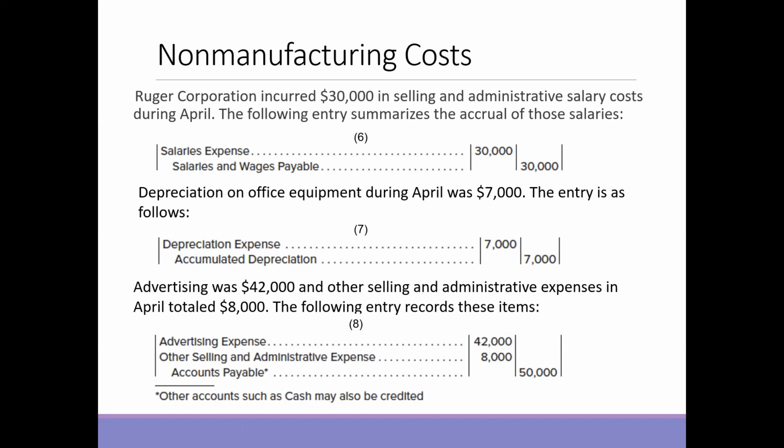Depreciation on office equipment, admin, not the factory, goes right to the income statement. Advertising goes right to the income statement. The items for manufacturing are everything to help build the product and all those indirect costs related to the factory.